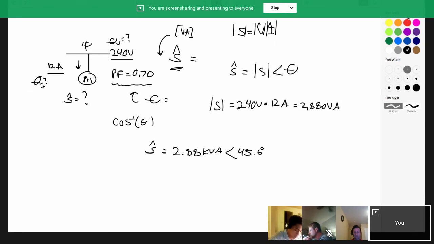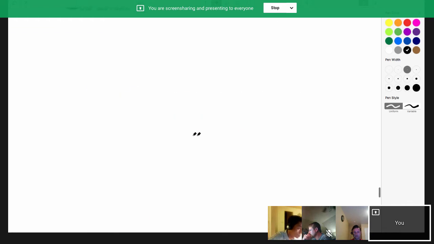How about, I've got a three-phase motor. Someone give me a three-phase voltage. 477. I saw that eye roll. Okay, we'll go with it. 477 volts, three-phase.